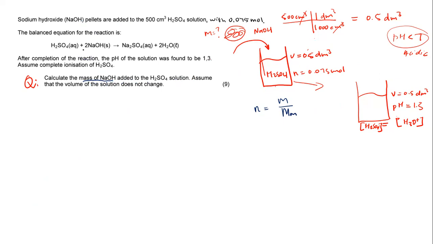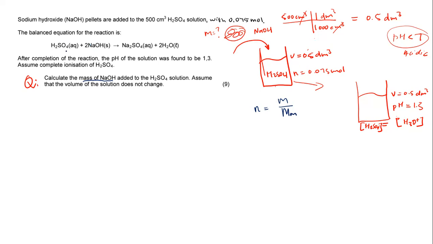Firstly, since we are told to assume completion of ionization of H2SO4, we need to know the number of moles of H2SO4. The first thing we need to know is the number of moles of H2SO4 that has reacted with sodium hydroxide. Why? Because the number of moles of H2SO4 reacted is going to help us determine the number of moles of the very same sodium hydroxide, so that we can plug that number of moles here and determine our mass.